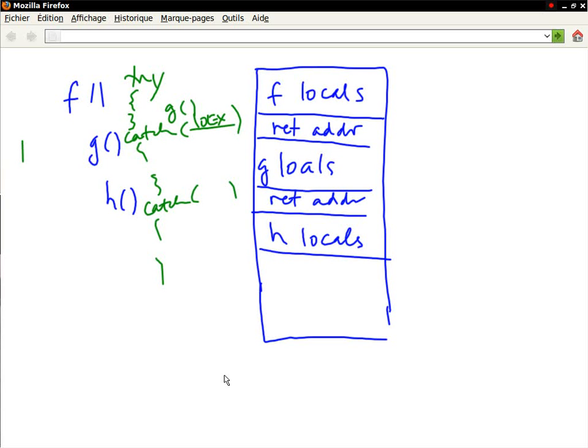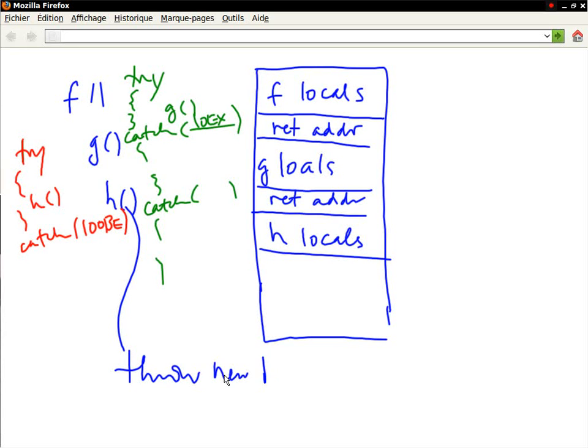Let me make it in red to contrast it. We call h, and let's say there we catch an index out of bounds exception. And now let's say inside h, we're going to throw a new null pointer exception. So then there is a parallel data structure, which may be nested, intermingled with the stack, or it may be completely a parallel data structure that has all of the current try catches. So it has the first one, and it has the red one here.